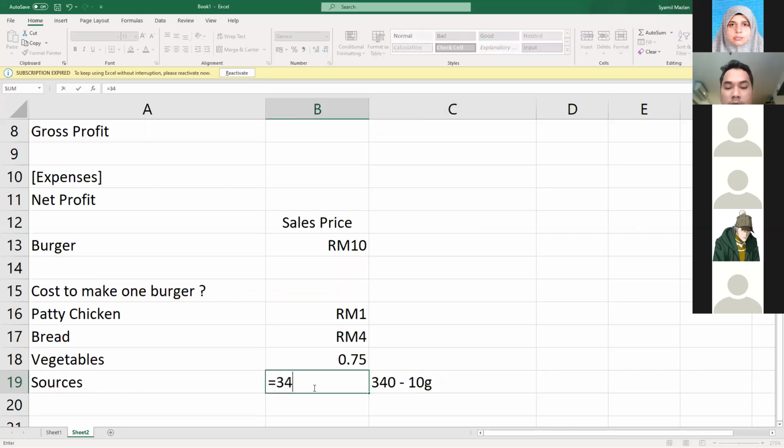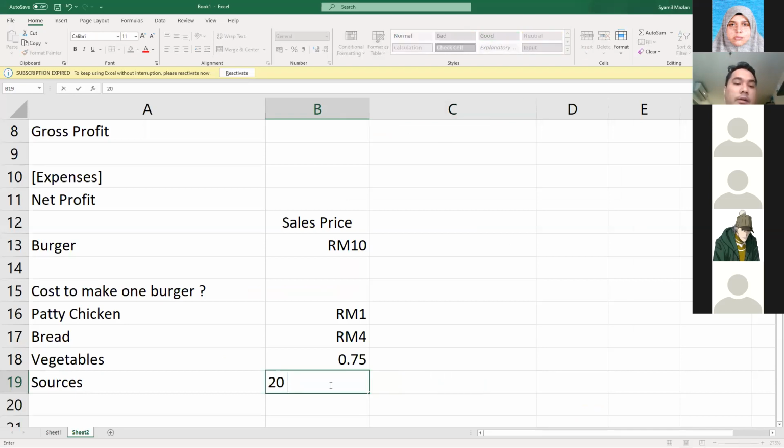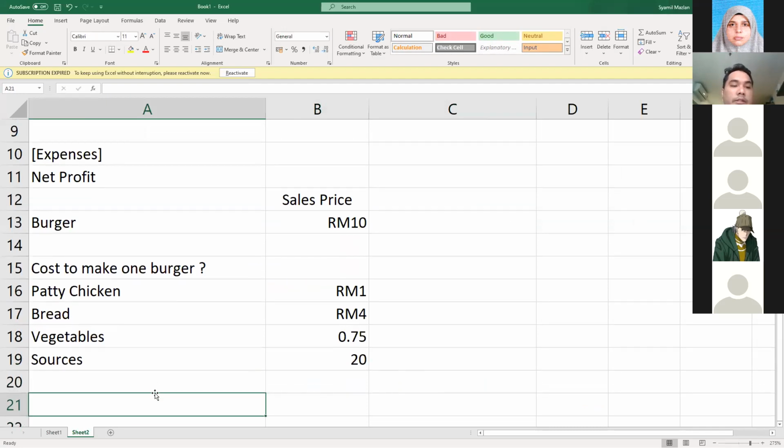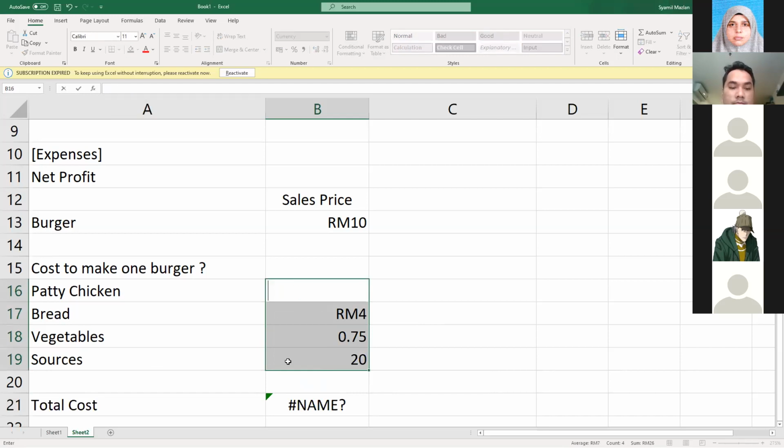So 340 divided by 10. Okay, the price is 0.02. For example, we take only 30 cents for the sauce. Okay, so how much is the cost of one burger? So total cost is $5.95.